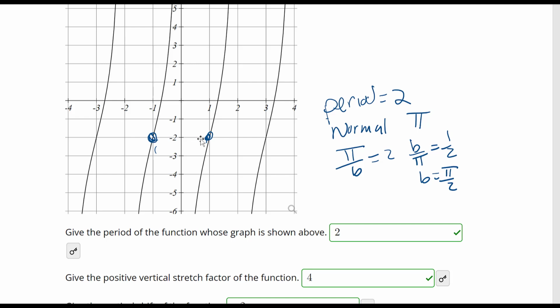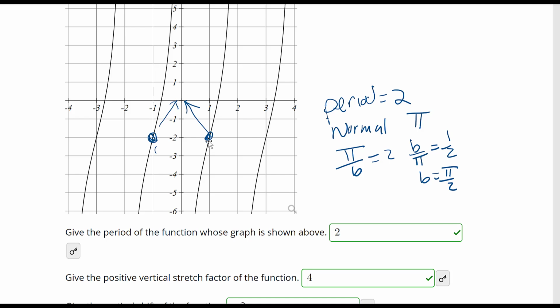Yeah, negative 1 to 1. Granted, it's shifted down. And I think I detect a horizontal shift then too, because it should be going through the origin. Or you could say this should be there. So however you want to come up with that. So let's think about that.